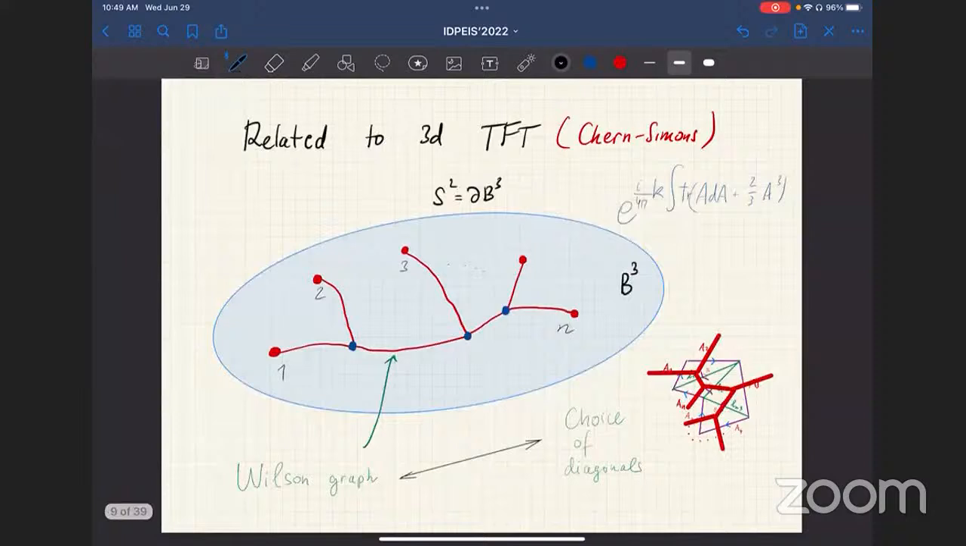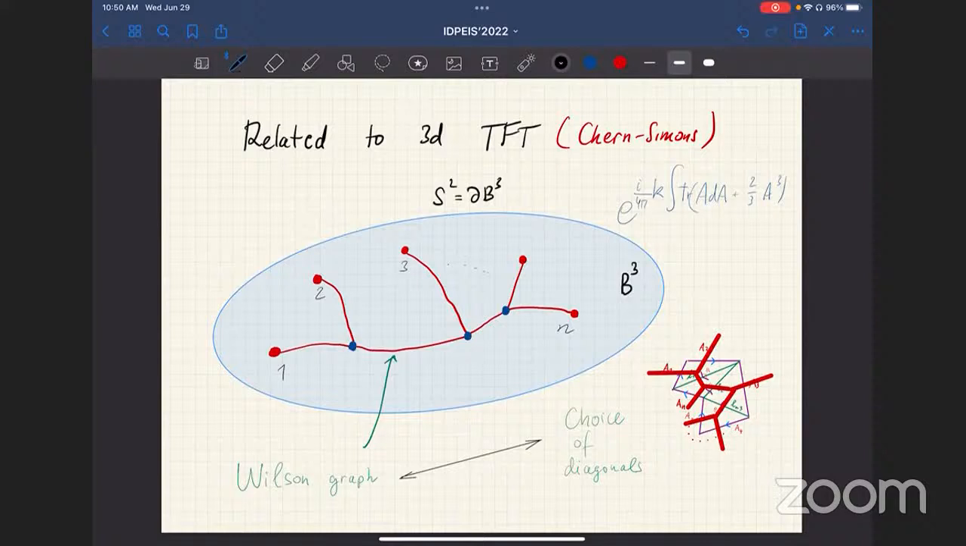And the solutions of these equations are related to the three-dimensional topological field theory, Chern-Simons theory, let's say at level k. And in fact, there is some association of the solutions of this equation, or local solutions of this equation, to states in Chern-Simons theory with the Wilson graph. So the space of states is associated to the sphere with n punctures, and the states would correspond to the three-dimensional ball whose boundary is a sphere with the graph, general trivalent graph embedded inside the ball, such that on the boundary it ends on these punctures.